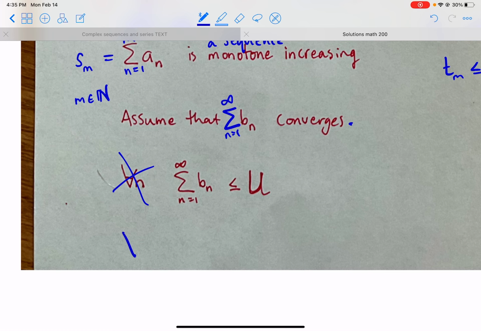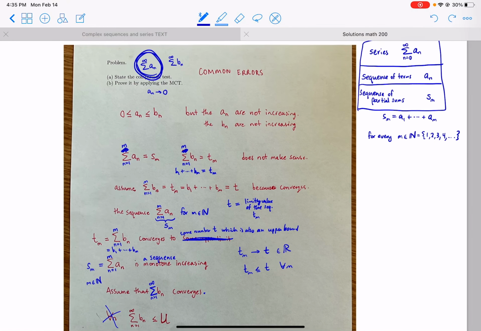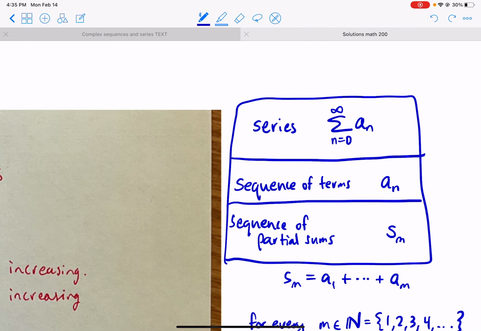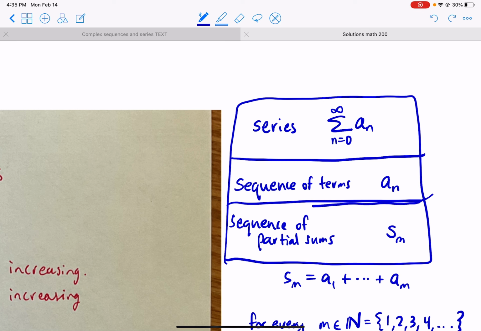I think what the person meant is that for all n, the nth partial sum t sub n is less than or equal to some number u. I think this is what they meant, but I don't know. So it's really difficult to be precise with this stuff, and it's really important to remember that a series is a number if it exists. It's the limiting value of this sequence. This is a sequence of partial sums. And those partial sums are created out of this sequence, namely the sequence of terms.